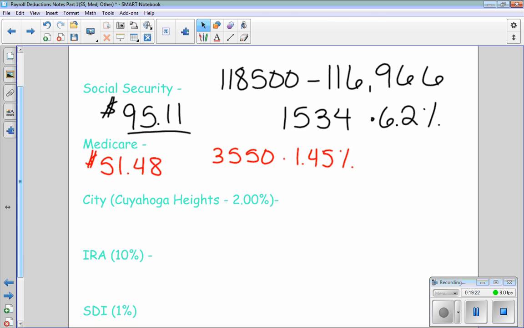City tax, we're still living in Cuyahoga Heights. It's 2%. I take my $3,550, multiply it by 2%, or 0.02, and I get $71.